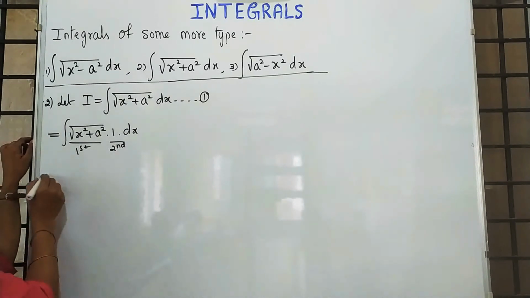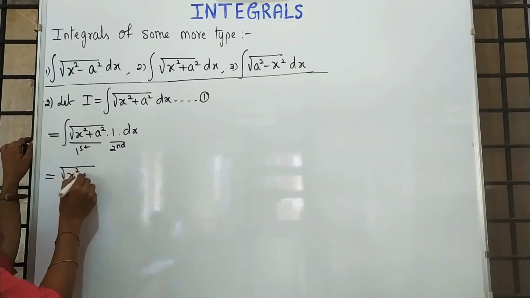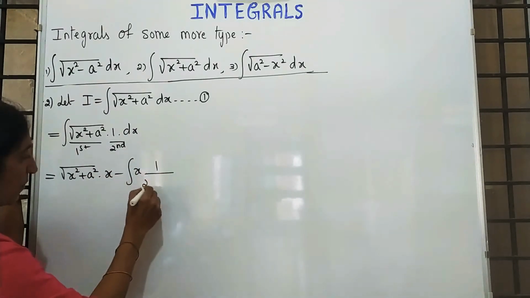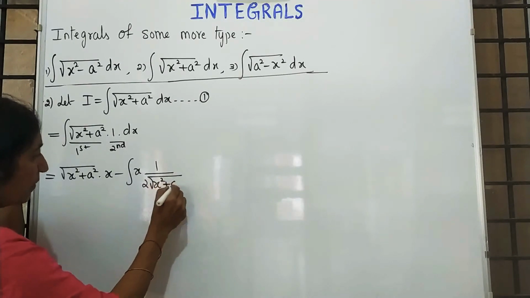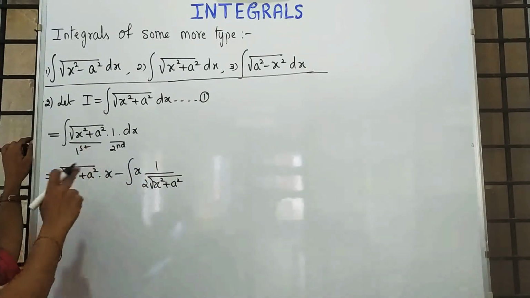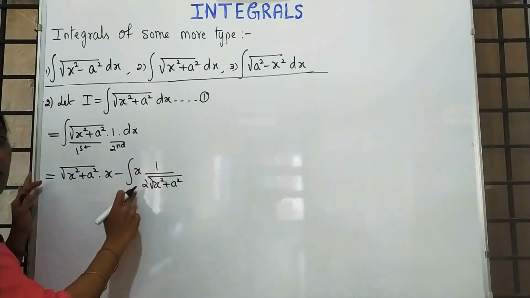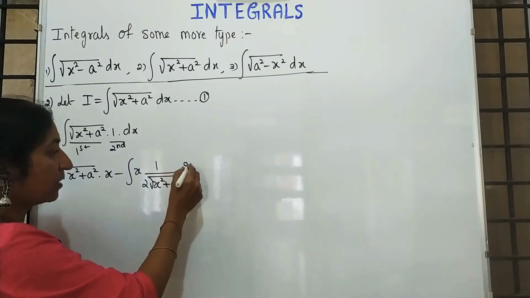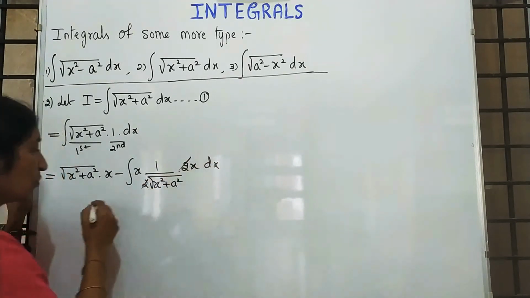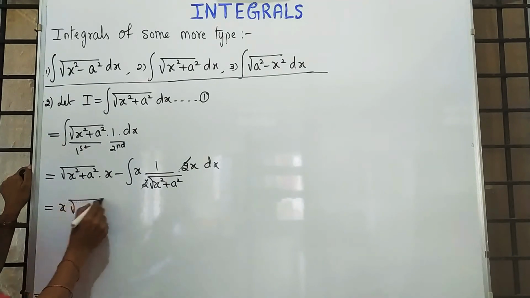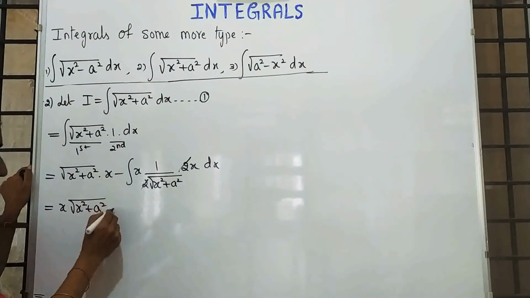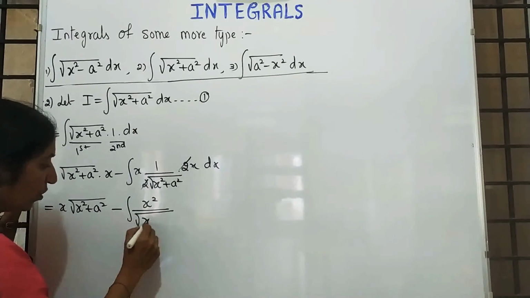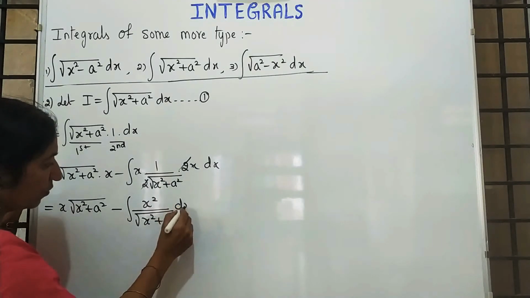Apply integration by parts. First function as it is, integration of 1 is x, minus x into, it is 1 upon 2 root x square plus a square, differentiation of root is plus, first it is 1 upon 2 root x square plus a square into differentiation of x square plus a square is 2x. That is the chain rule. 2 gets cancelled. x into root of x square plus a square minus x into x is x square divided by root of x square plus a square into dx.